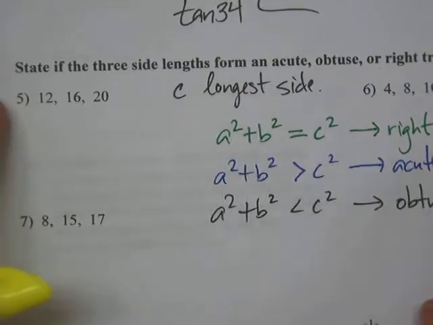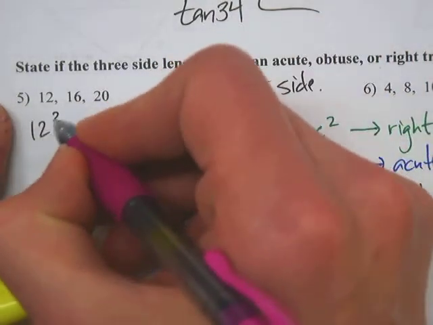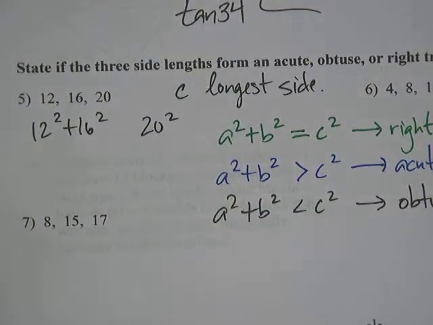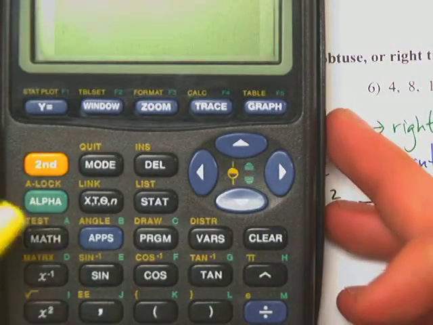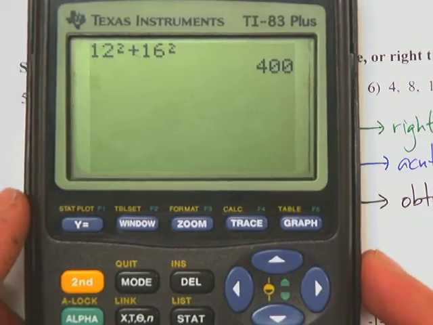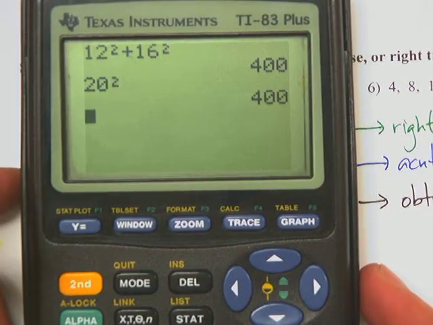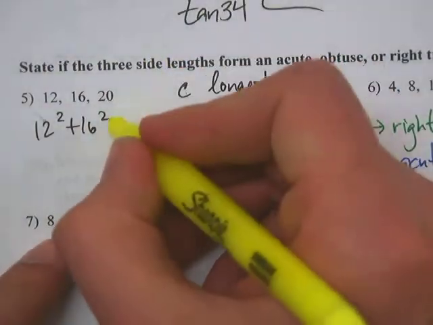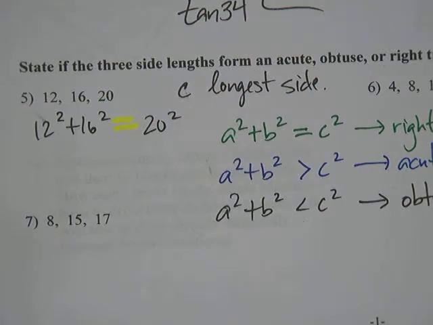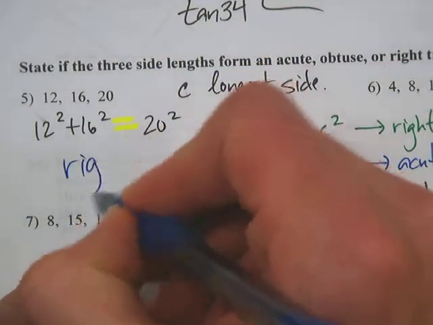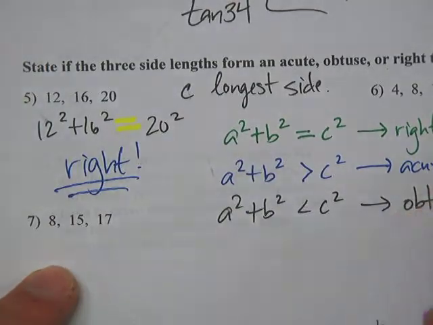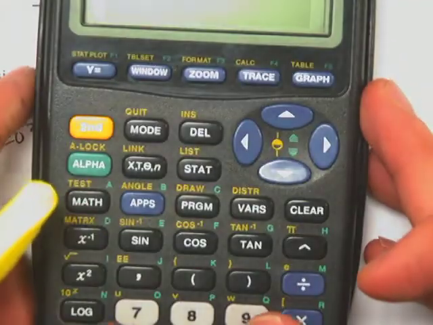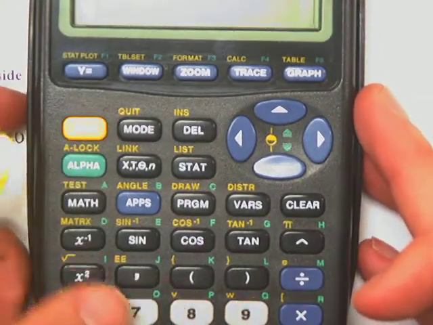I'll move this over. A squared plus B squared, A and B meaning the smaller sides, C being the largest side. So I'm going to check this. I'm going to check 12 squared plus 16 squared, and I want to compare that to 20 squared. They equal each other. So because they equal each other, this is a right triangle.